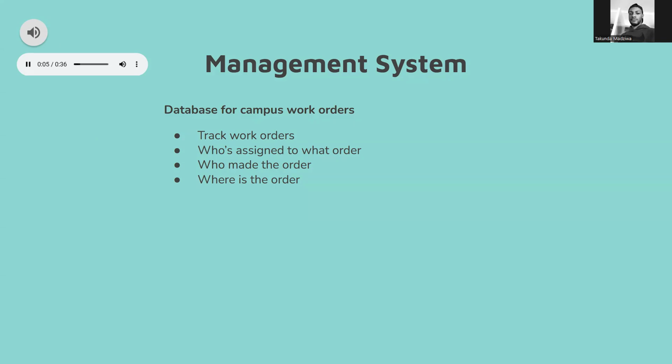This system serves as a centralized database to efficiently manage and monitor campus work requests. It allows you to track work orders in real time, identify who's assigned to each task, and know who created the order. Additionally, you can determine the location or status of every order at any given moment. This system ensures clear communication, streamlined operations, and accountability across campus facilities. With this tool, managing campus tasks has never been easier.